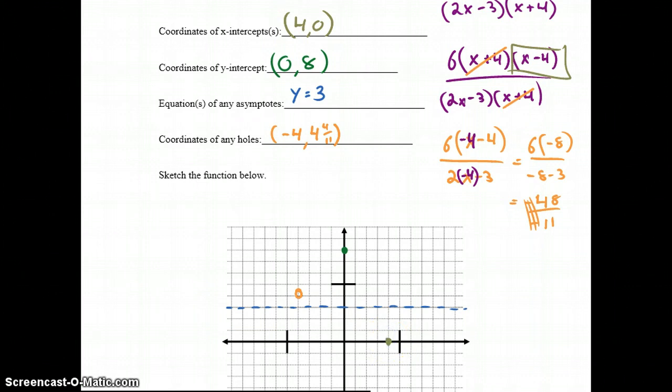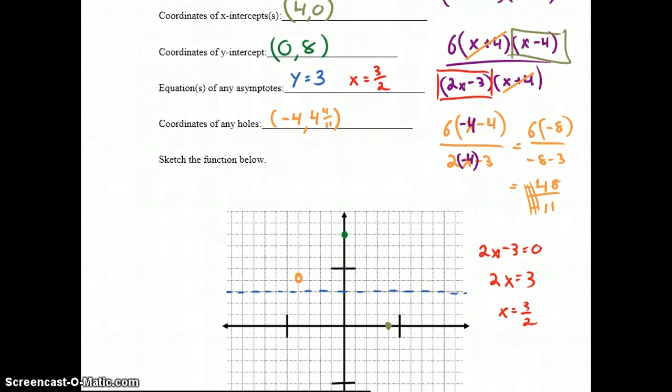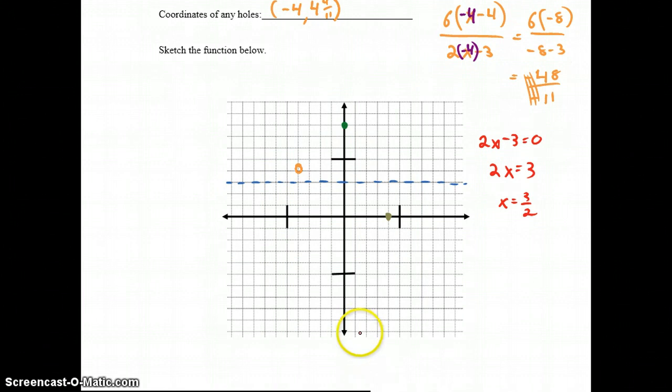And the last thing I get is where my vertical asymptote is. It didn't cancel, so it's not a hole. It's got to be a vertical asymptote. 2x minus 3 equals 0. So 2x equals 3, and x equals 3 halves. So I will draw a vertical line at x equals 3 halves. That's 1.5 for people who aren't good with improper fractions.